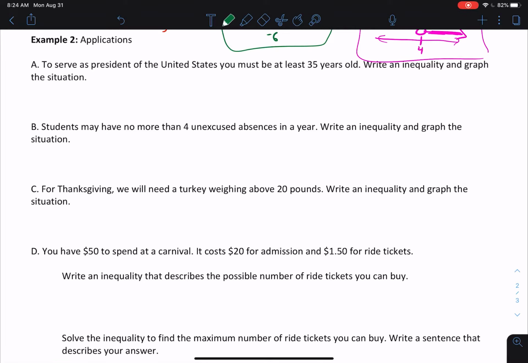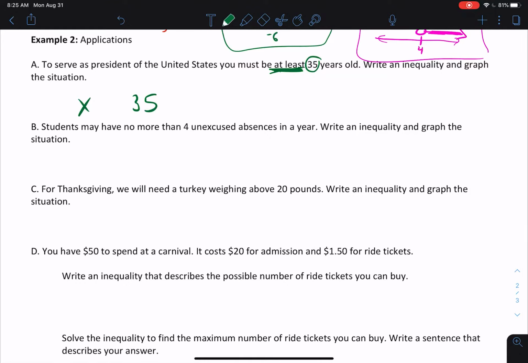So to wrap up this part on linear inequalities, let's talk about some applications. When are we going to see these in word problems? All right. So to serve as president of the United States, you must be at least 35 years old. So there's our key, at least 35 years old. So if I want to write an inequality and graph this solution, my variable is just going to be x. So what is the relationship between x and 35?